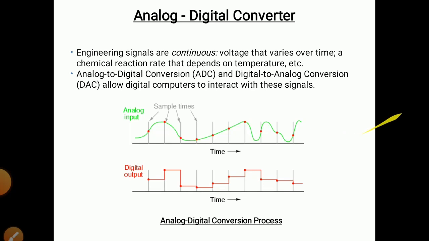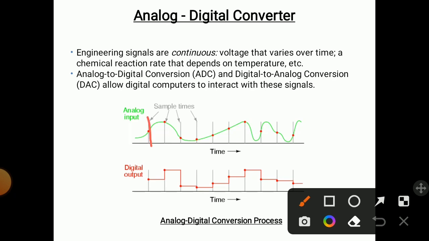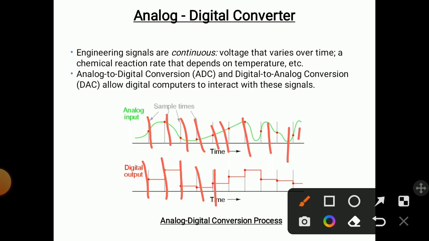Now here you check what is shown. This is an analog input and it is varying with respect to time. We have taken samples of this analog input at several points, and these samples are converted into digital output in the form of steps. You can check over here, we have taken many points, 1, 2, 3, 4, 5. These are all samples. Vertical lines are nothing but samples, and these samples are converted in the form of steps over here. These are called digital output. So like this, analog to digital conversion is done.